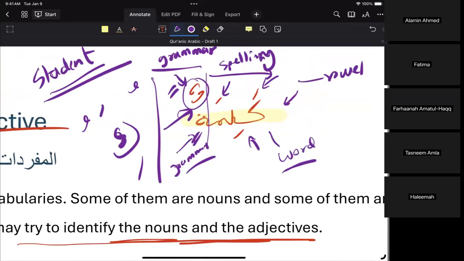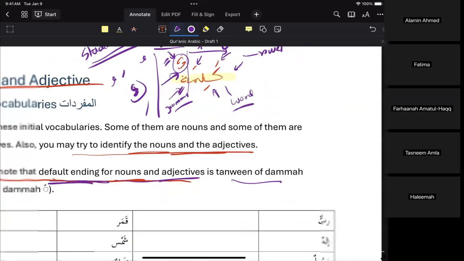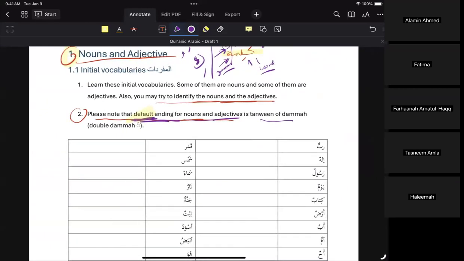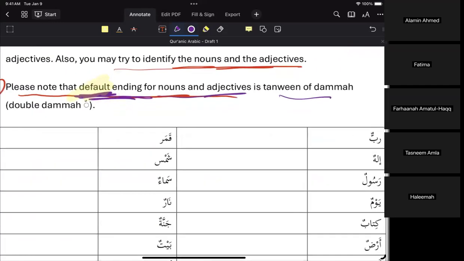We're not saying kalimatan, kalimatin. If we want to say kalimatan and kalimatin, we need a reason why we're saying this. Of course, we can say it, but we have to have a reason. Without any reason, the default, this word you'll hear me saying a lot. Okay, default is, it's always going to be dhamma with tanween for the nouns and adjectives. And with the exceptions, inshallah, we will learn them as we move forward.